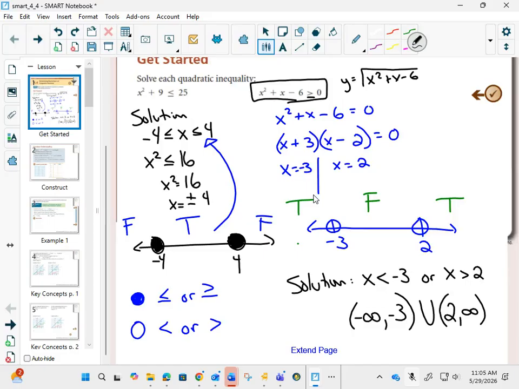The only difference here in the blue would be that these circles would be filled in with a square root, right? Because it could equal 0 as well. And so the domain of the square root of x squared plus x minus 6 is that x would have to be less than or equal to -3, or x would have to be bigger than or equal to 2. And because that equal sign was there, if you did it in interval notation, it would be a square bracket.